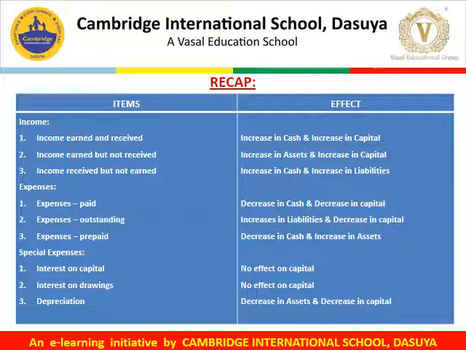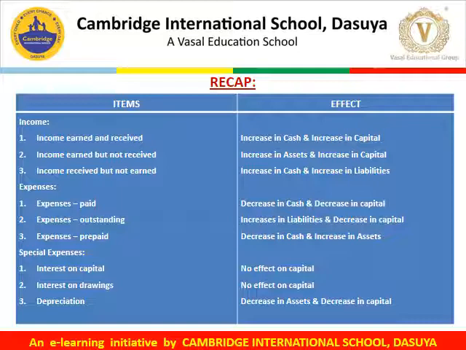The third one is income received but not earned. In this case, the effect would be increase in cash, that is increase in asset, and increase in liabilities also, because income received but not earned is a liability. It is the income received in advance for the work to be done in the future. So again, I'll discuss: income earned and received, increase in cash and increase in capital. Income earned but not received, increase in asset, increase in capital. Income received but not earned, that is increase in cash and increase in liabilities.